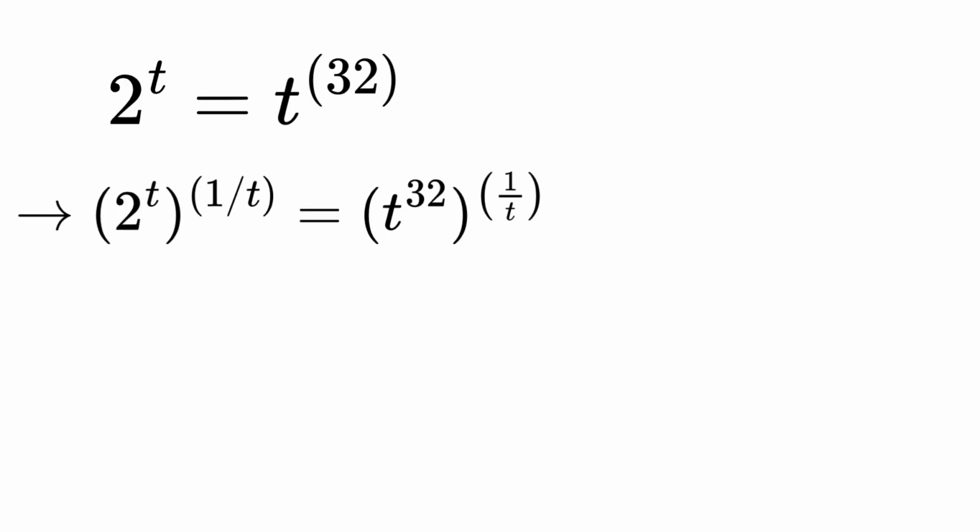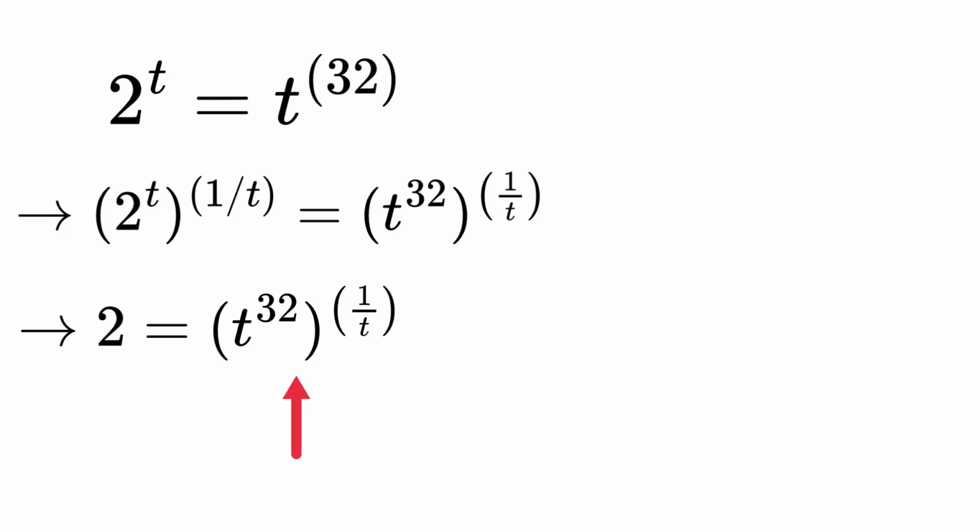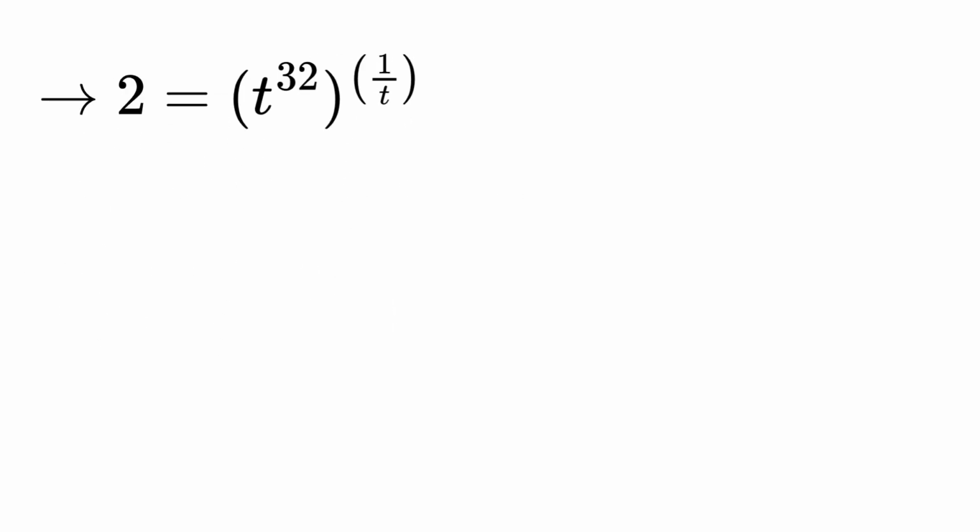So the left side becomes 2 raised to the power t, raised to the power 1 over t, and the right side becomes t raised to the power 32, raised to the power 1 over t. This simplifies to 2 equals t raised to the power 32, raised to the power 1 over t.